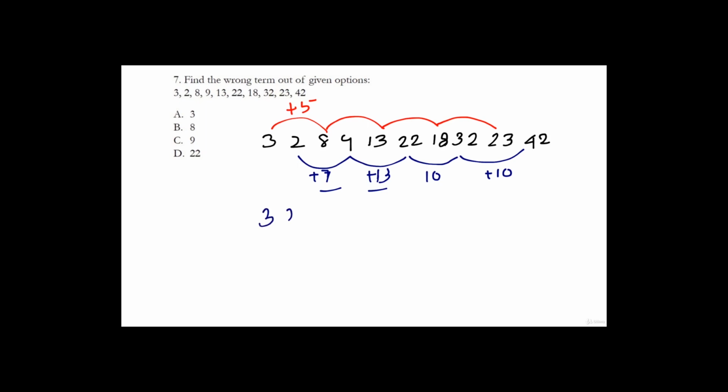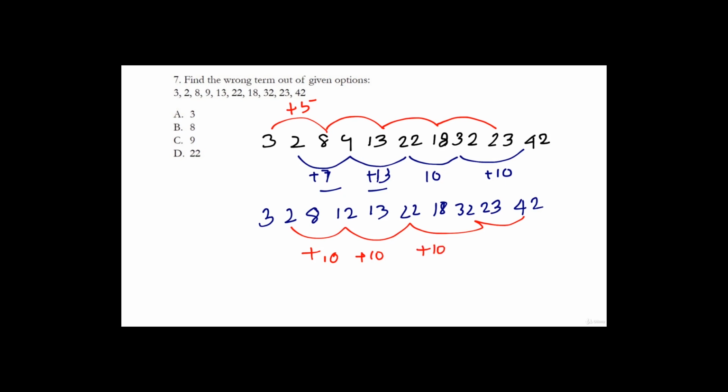3, 2, 8, 2 plus 10 is 12, then 13, 12 plus 10 is 22, and we have 18, 22 plus 10 is 32, we have 23, and 32 plus 10 is 42. Now if you see, the difference between these alternate series is 10. Everywhere it is 10 increased. So the wrong term in the series is 9.